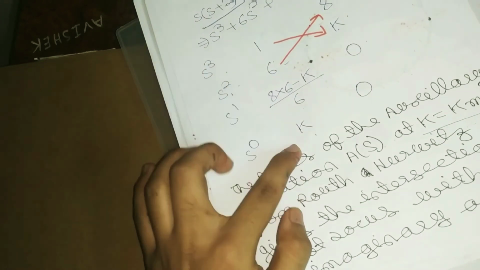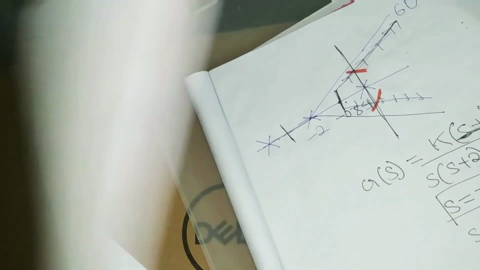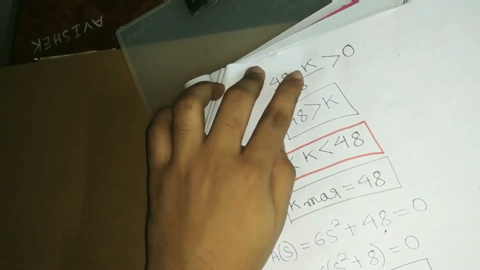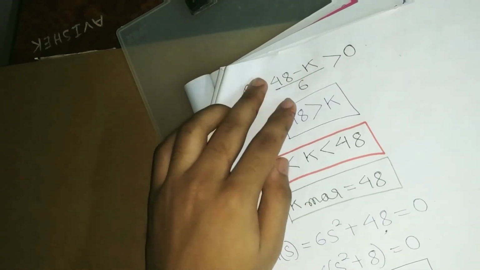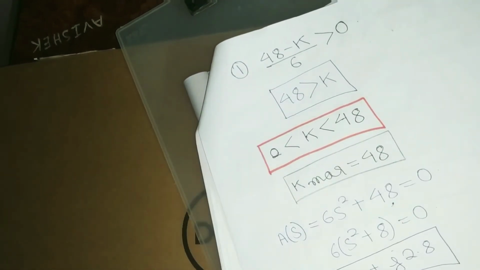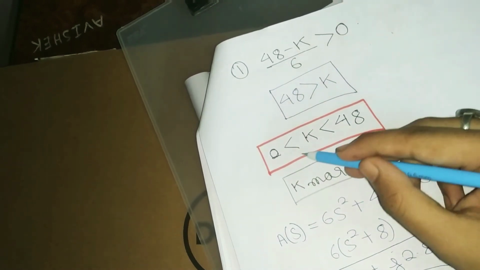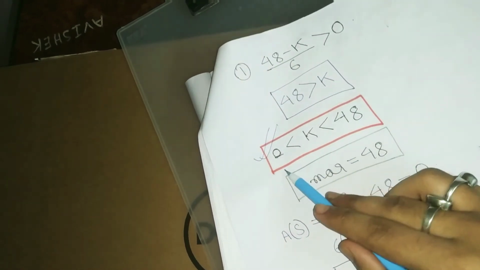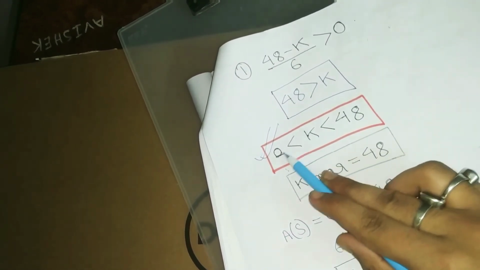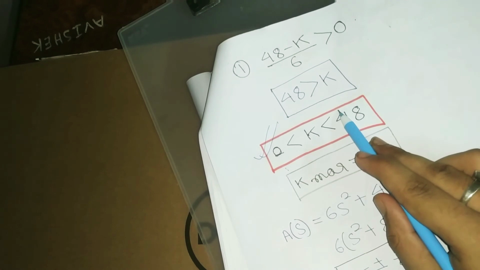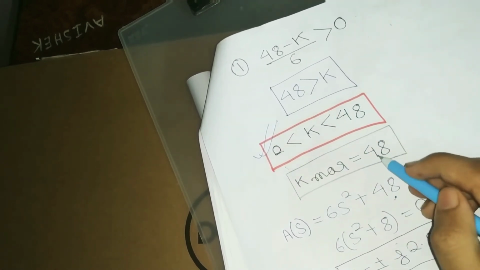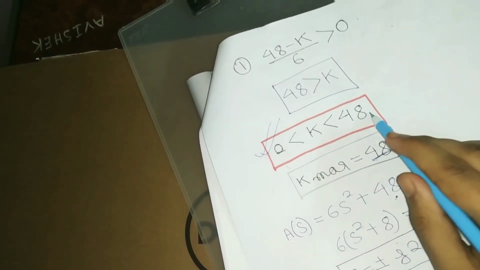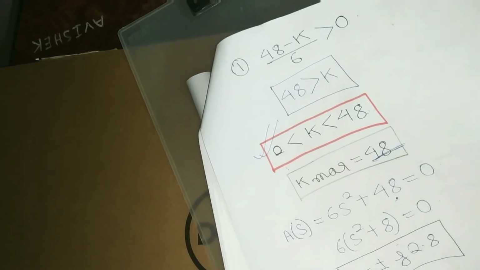See, after solving, you will get this k term. So you have to compare. See, 48 minus k by 6 greater than 0. So 48 greater than k. So this is the range from the Routh-Hurwitz: 0 less than k less than 48. Okay, so k marginal is 48, k max is 48.